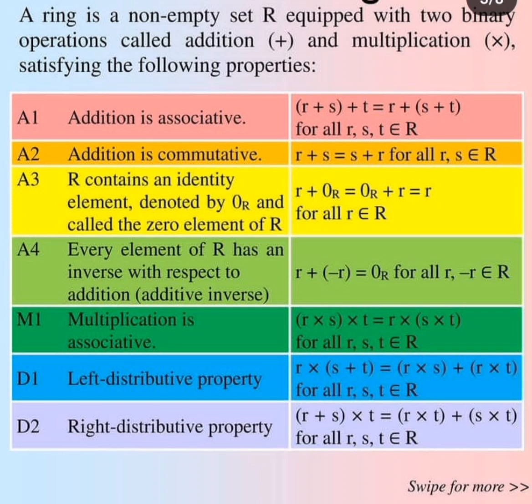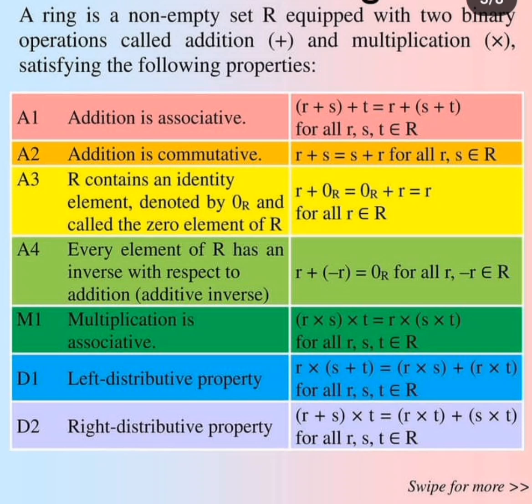So the first axiom that must be satisfied before you say that an algebraic structure is a ring is that the addition must be associative. So associativity deals with three different variables. You can use x, y, z, you can use r, s, and t. You can use any variables as long as they are associative.